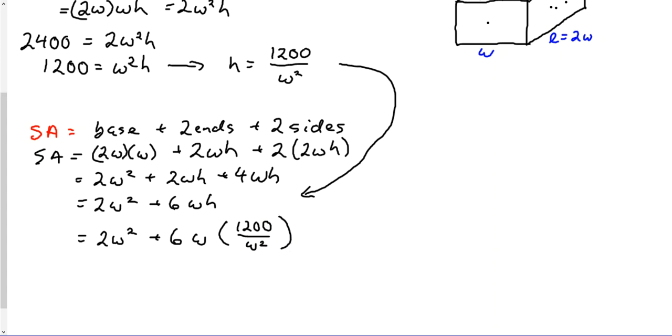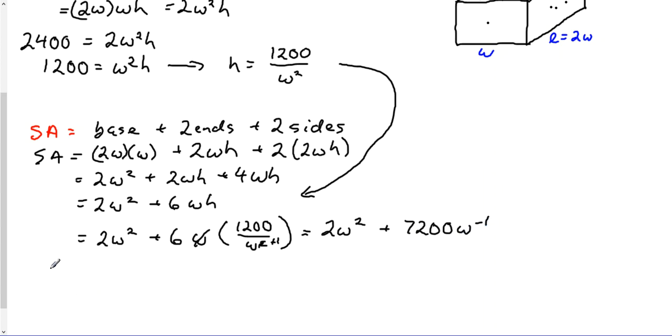All right, so now we have a function that only has w's in it. So we can simplify this a little bit. 2w squared is going to stay the same, but the 6 times 1200 is going to be 7,200, and we've got w and then w down on the bottom, so we can cancel, leaving us with just a 1 down on the bottom. But then I'm going to write it like this, w to the negative 1, because that's going to make it easier to take the derivative.